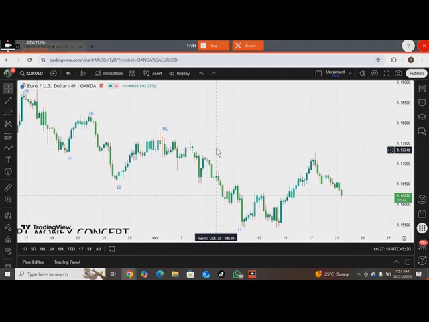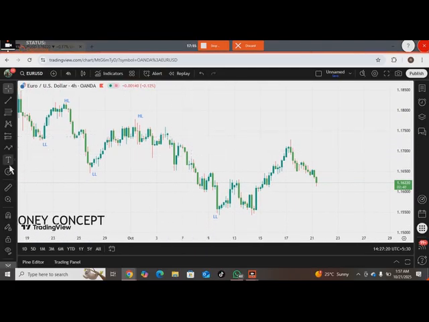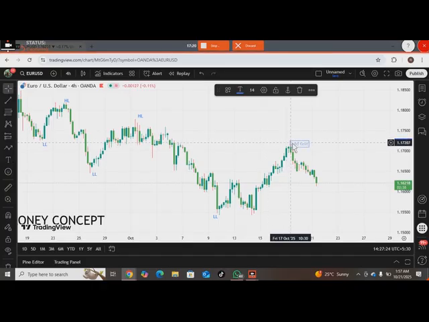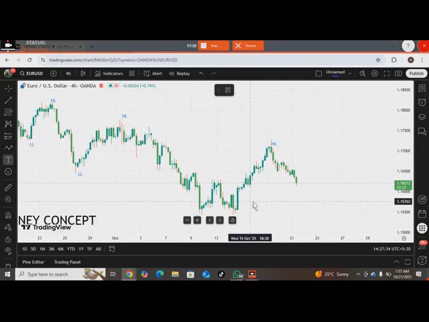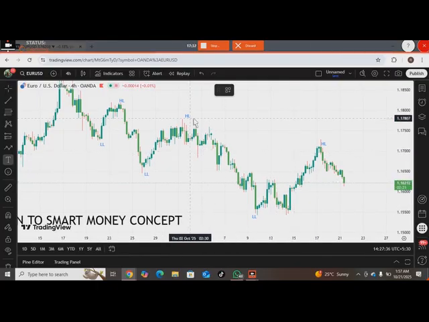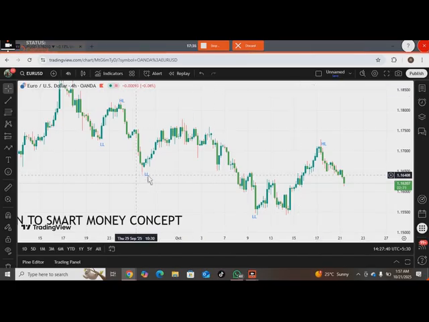We have a lower low here, and we have the last higher low with this one. This was a higher low, and we have the lower low here. The market is about to create another lower low down here. So I hope you understand what I mean.